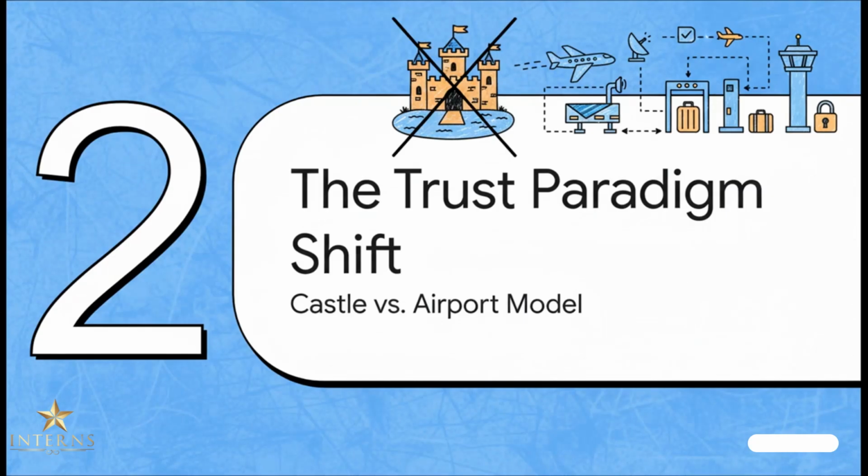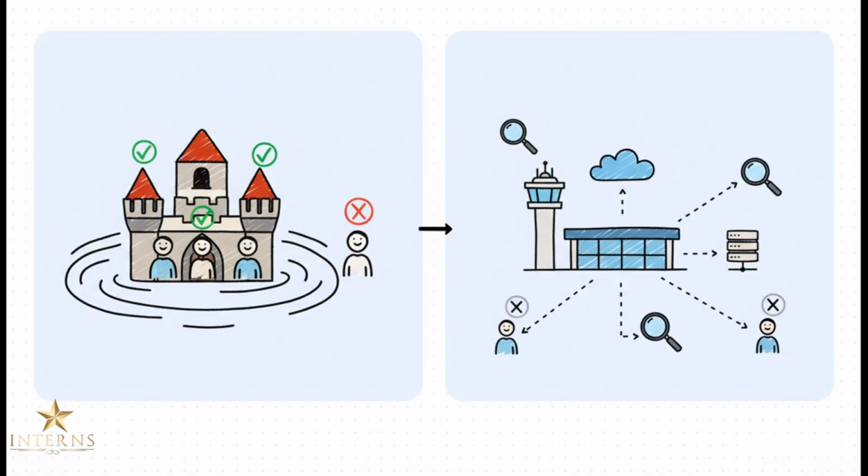For decades, the way we defended those three pillars was with a castle and moat approach. We'd build a massive digital wall, a firewall, around our network, and pretty much assume anyone who made it inside was trustworthy. But with the cloud, with remote work, the inside of the castle has basically vanished. So we need a new model, one that works less like a fortress and a lot more like a modern airport. And that brings us to this huge paradigm shift.